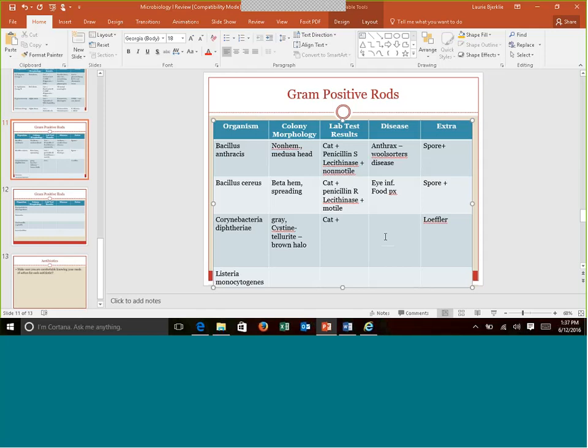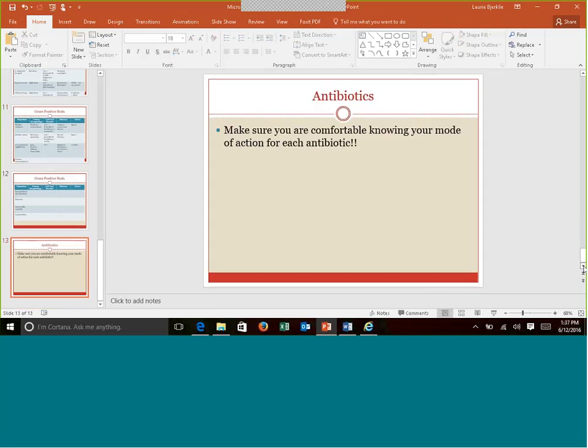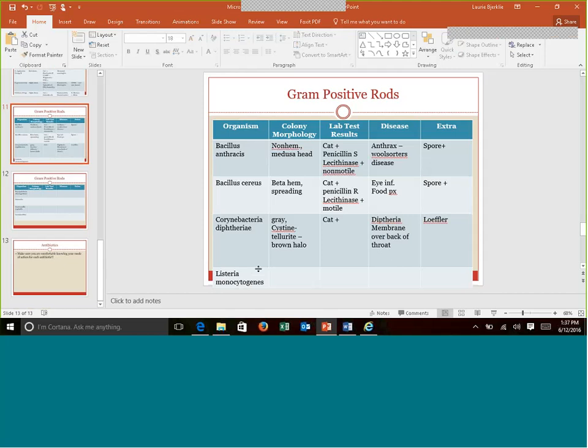Of course, the disease that causes diphtheria, that is where it makes that classic membrane over the back of the throat, making it really difficult to breathe. Oh my gosh, terrible today. Back of throat. All right, whoops, go back. Okay.